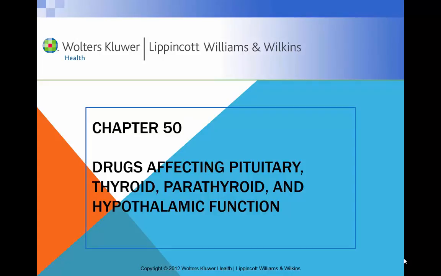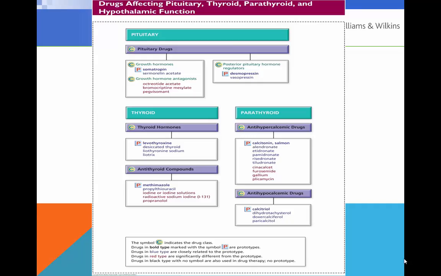Okay, this is the lecture for Chapter 50, drugs that are affecting the pituitary, thyroid, parathyroid, and hypothalamic function. Just as a review, remember that your anterior pituitary is going to secrete ACTH, GH, and TSH, whereas your posterior pituitary is going to secrete ADH and oxytocin. So here's our concept map for the different drugs that we're going to be covering in this lecture.